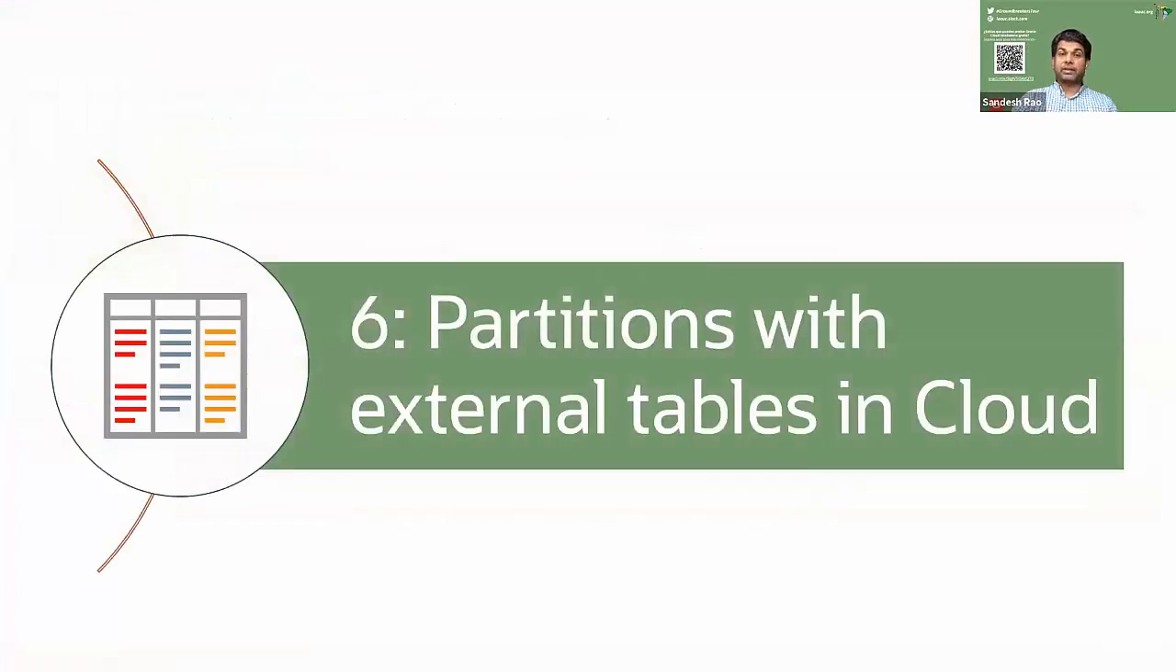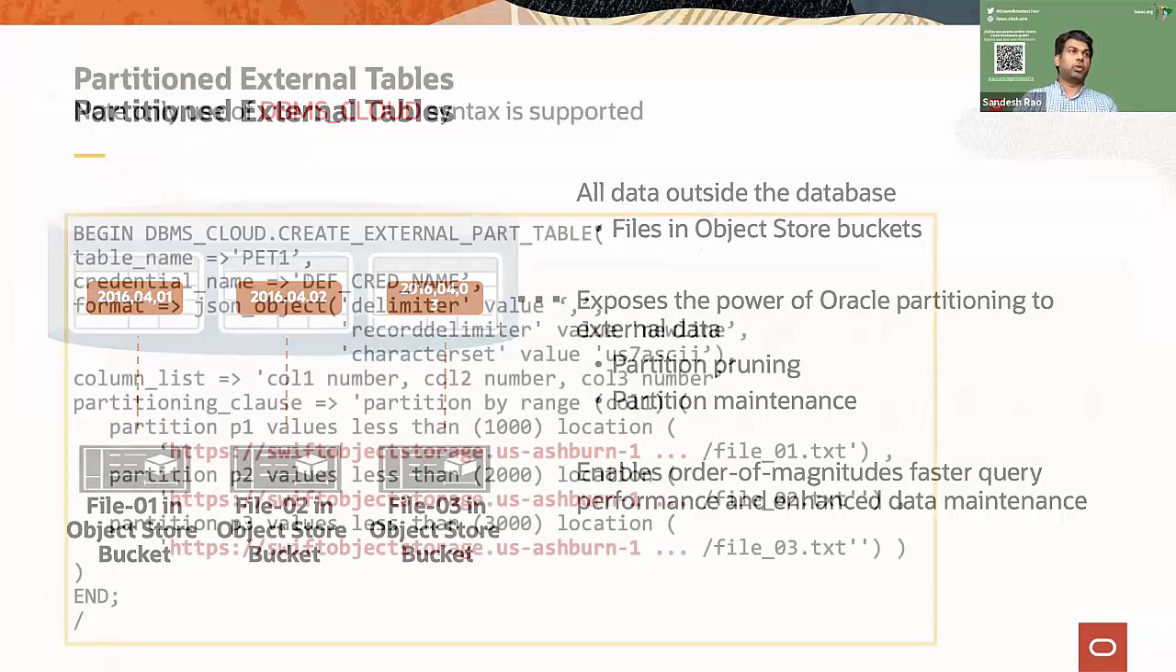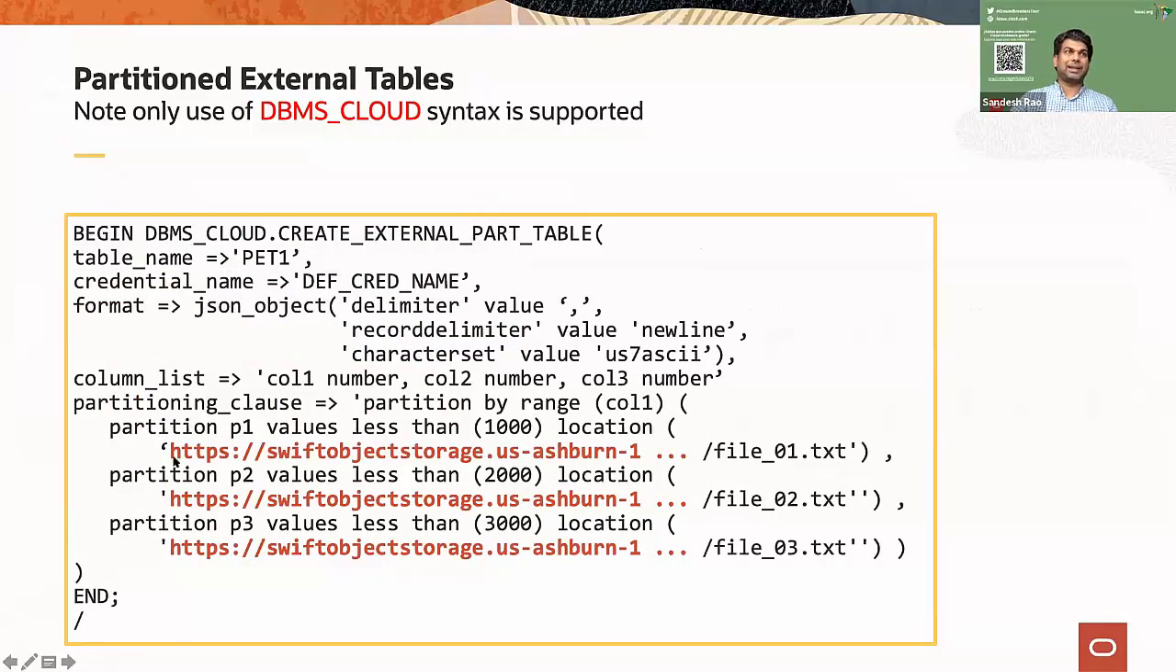Point number 6, partitions with external tables. I have a lot of tables. They're sitting in the cloud. I want to access this stuff. What do I do? I just create partitions. But how do I access these partitions? All my stuff is in the object store. So I create these links. These links can be something called pre-authenticated requests, or they can be specific object store links. I have a credential management thing that I've set up here.